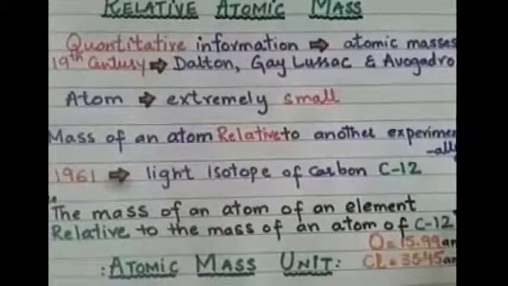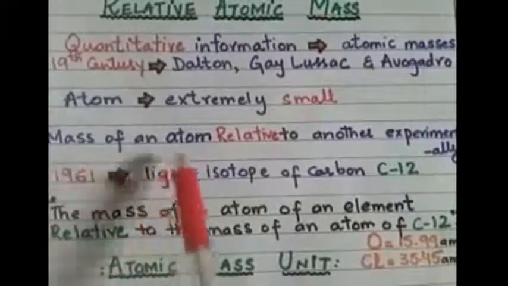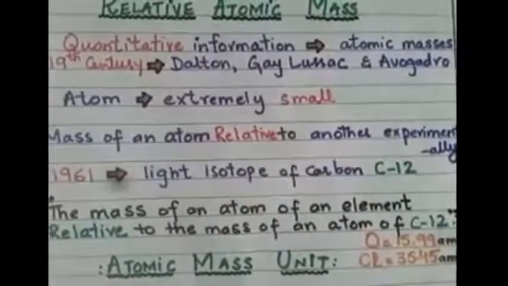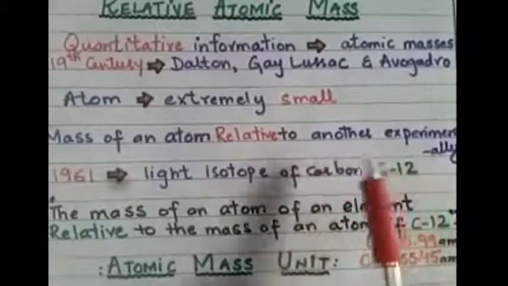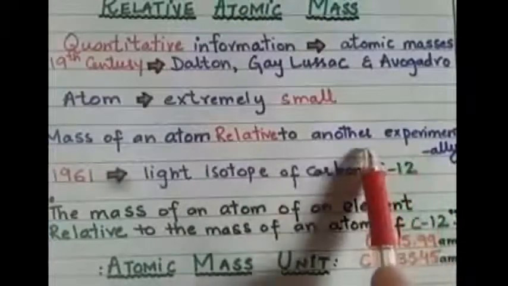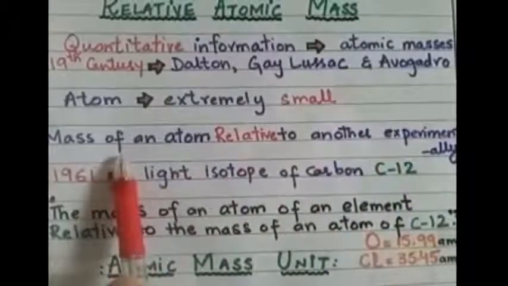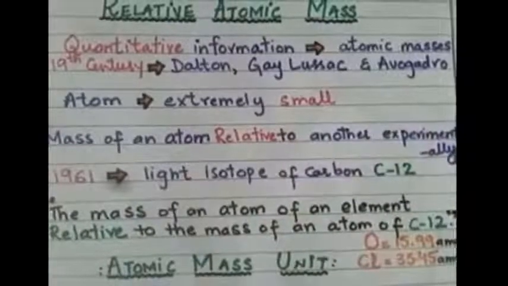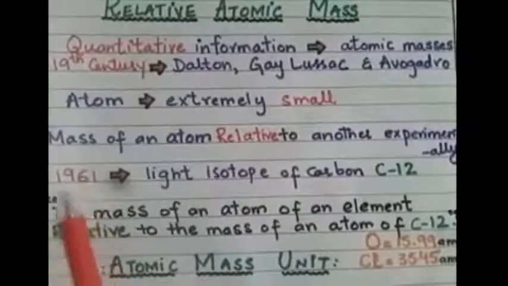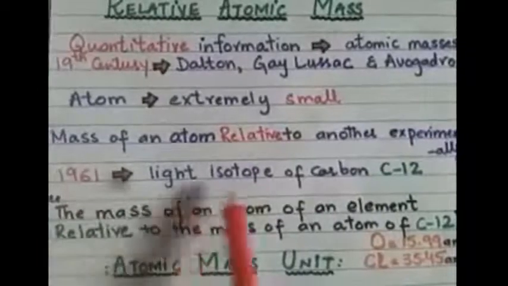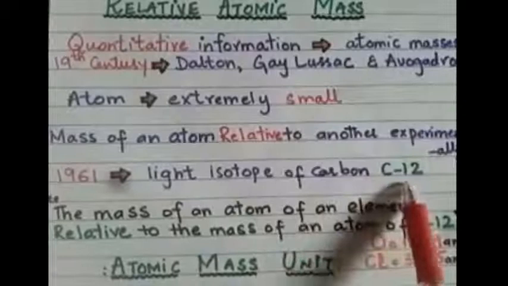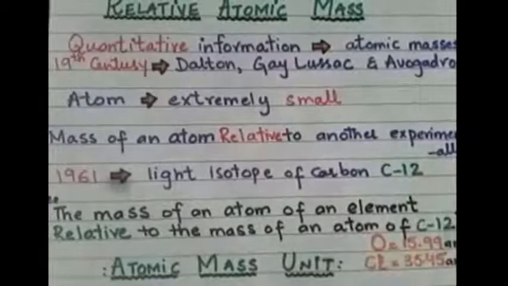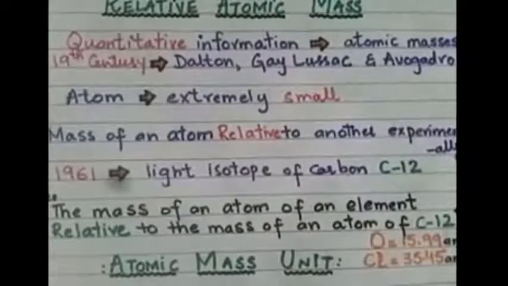It is possible to measure the mass of an atom relative to another atom experimentally, which means that we have to fix an atom as a standard, and then we measure the atomic masses of other elements by comparing with that standard atom. So in 1961, by international agreement, the light isotope carbon-12 was chosen as the standard for measuring the relative atomic masses of all other elements.